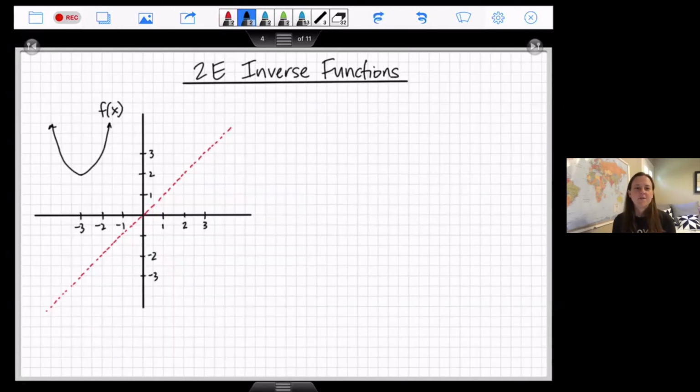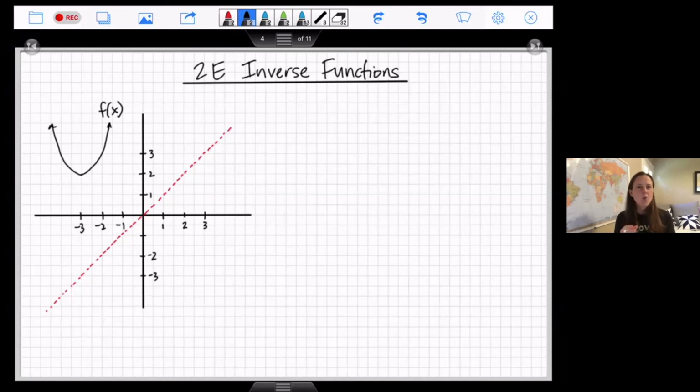All right, so here I've got a function f of x, looks like a transformation of x squared. And we're going to try to picture what it would look like if we swapped all the x and y coordinates and found its inverse. All right, so I've got that line y equals x. So you're going to imagine what would happen if you folded the paper along that dotted line and you reflected f of x over that dotted line.